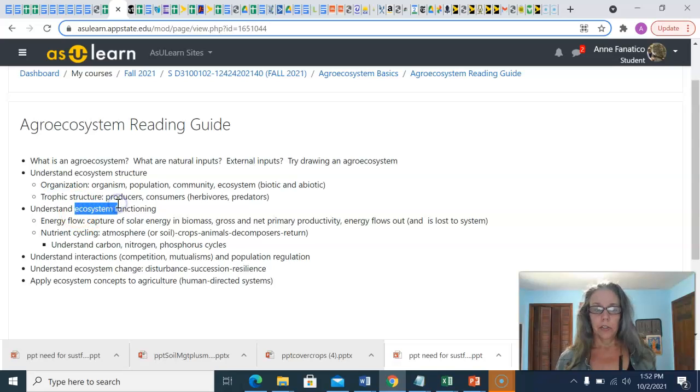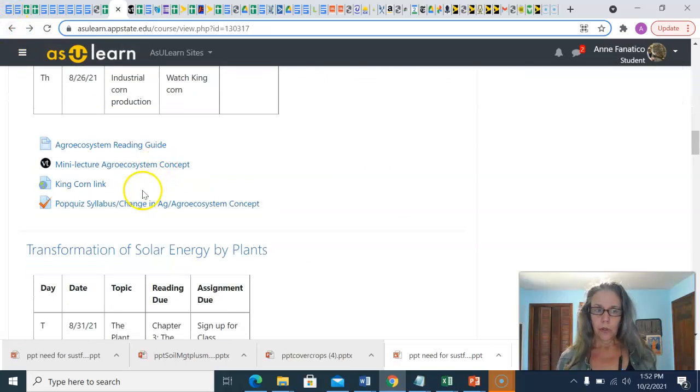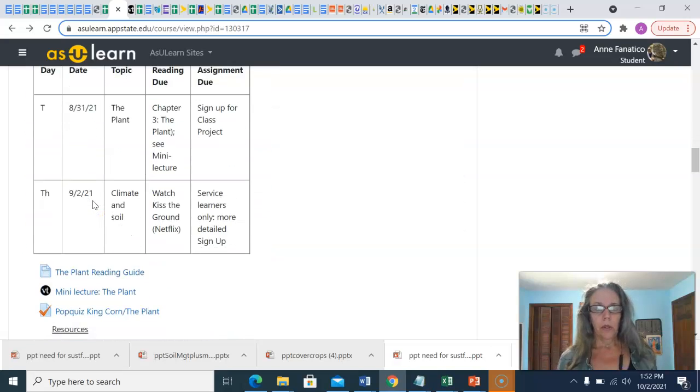You need to understand ecosystem functioning, and again, that's the key functions of energy flow, nutrient cycling, interactions, and then being able to apply these ecosystem concepts to agriculture, which are human-directed systems. So the reading in the chapter and also the mini lecture give you more details on that. The King Corn, you read or watched that video, you need to be familiar with King Corn.